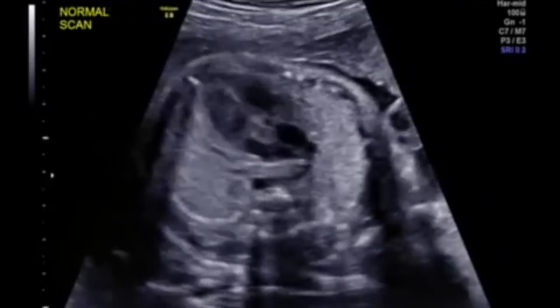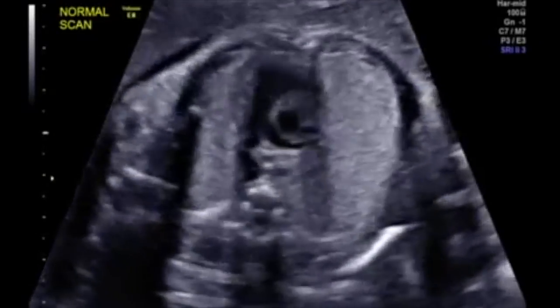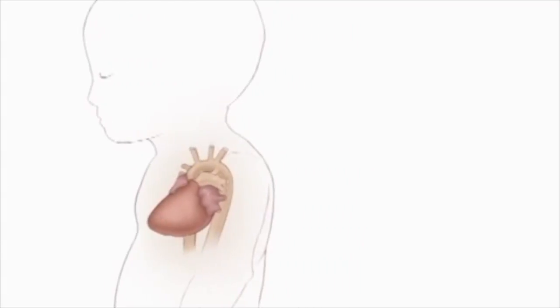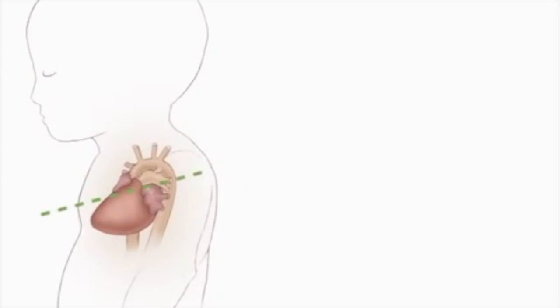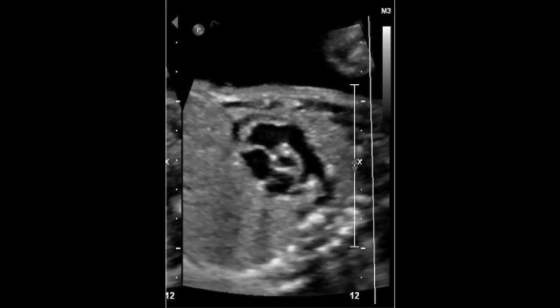The RVOT, or right ventricular outflow tract, can be seen by angling further towards the head from the LVOT view and slightly towards the fetal left shoulder. The pulmonary trunk can be seen heading posteriorly towards the fetal spine and divides into the right and left pulmonary arteries.